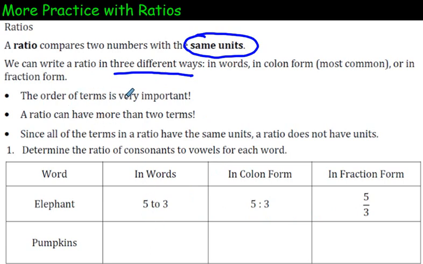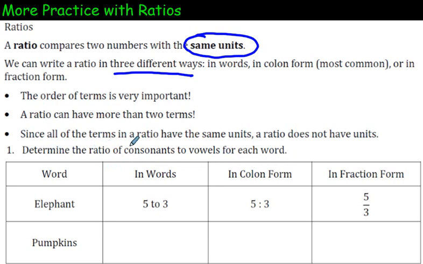The order of the terms is very important, okay? A ratio can have more than two terms. It doesn't just have to have two, though the ones below seem to have just two. And since all the terms in a ratio have the same units, a ratio does not really have units. You don't really have to write units down, okay?